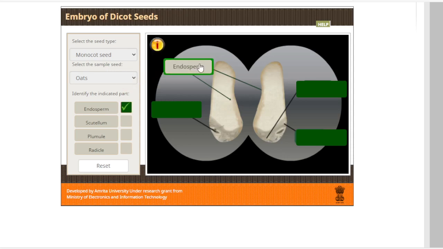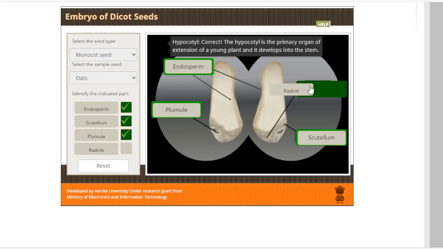तो इंडोस्पर्म कहाँ आना है पता चल ही चुका है हम लोगों को, राइट. स्केचुलम किधर आना है तो ये भी पता चल चुका है हम लोगों को. इसका स्केचुलम यहाँ लोकेटेड है. प्लूमल जो है वो किधर लोकेटेड रहना चाहिए. ओके, ओट के केस में प्लूमल यहाँ लोकेटेड होगा और रेडिकल जो है वो यहाँ लोकेटेड होगा.